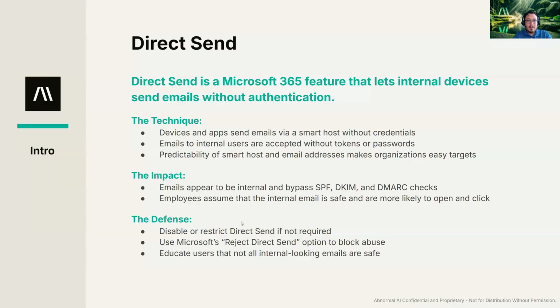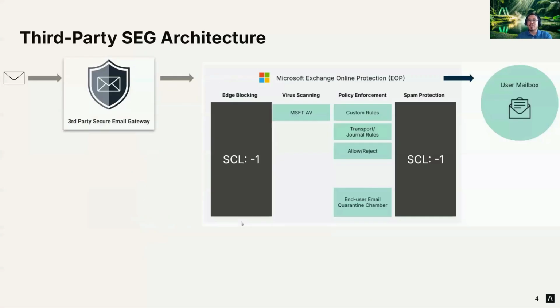And the problem is most customers expect that all mail is inspected by their third-party secure email gateway. But unfortunately, direct send traffic never does. The Microsoft tenant is configured to accept emails via this smart host. Now, in order to better understand how this feature works, let me give you a high level view of third-party secure email gateway architecture, or as I like to call it, life before Abnormal.